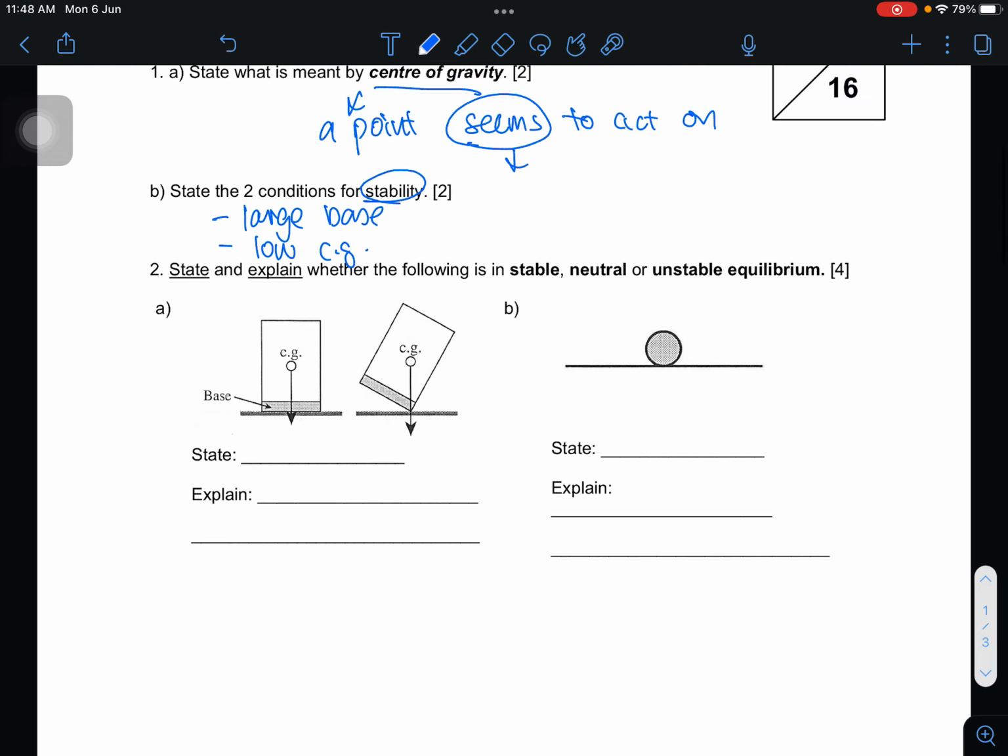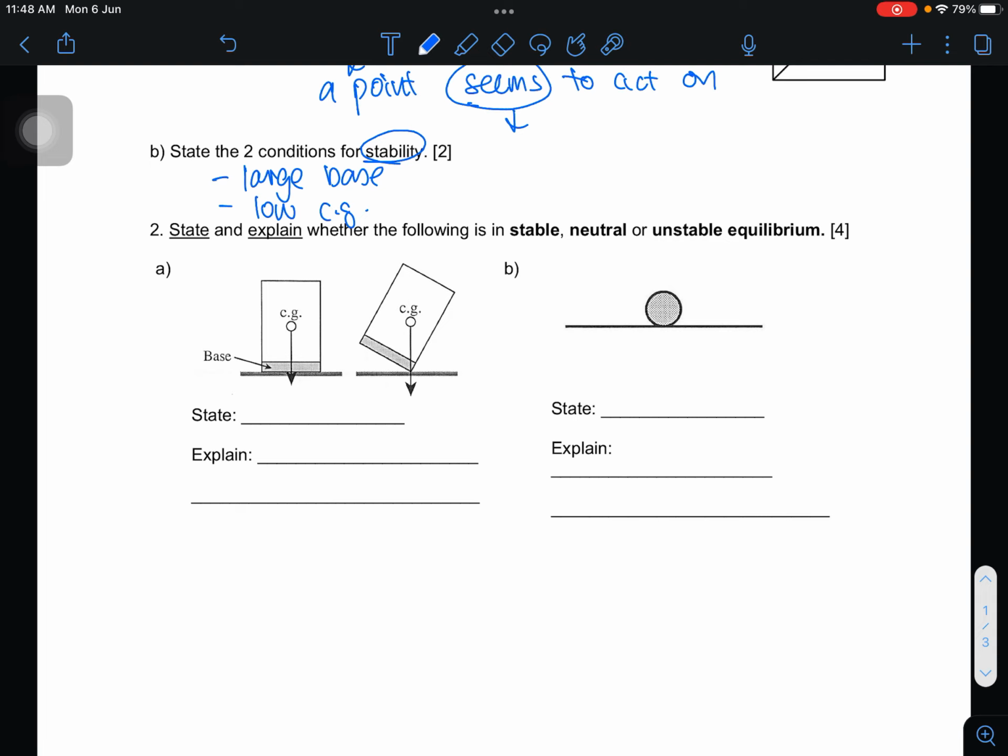For question 2, we have 4 examples of stating and explaining whether the shown object is stable, neutral, or in an unstable equilibrium. We quickly talk about stable and unstable. It's very simple. Stable means if displaced, if you move it slightly, it can go back to original. Unstable means if you move it slightly, it will not go back to original. Neutral is something where the CG doesn't move. Later on we look at one example.